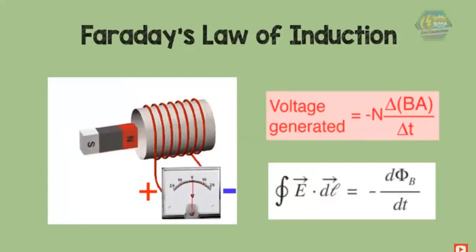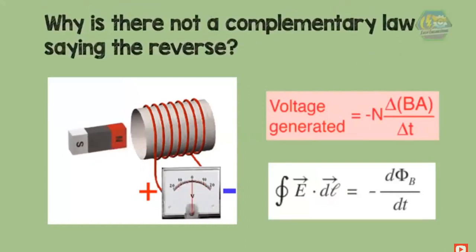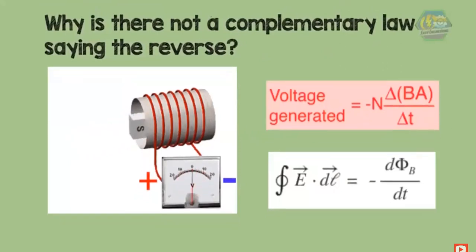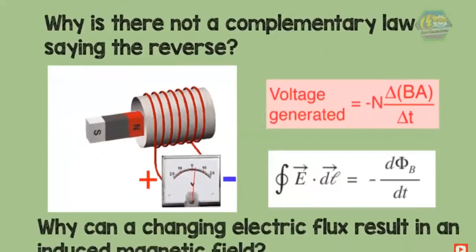Maxwell's first and second equations were so similar, one for electric fields and one for magnetic fields, which he knew there must be an equation that complemented Faraday's law as well. If a changing magnetic flux produces an electric field, why is there not a complementary law saying the reverse? Why can a changing electric flux result in an induced magnetic field? Now, that will be answered in his fourth equation.